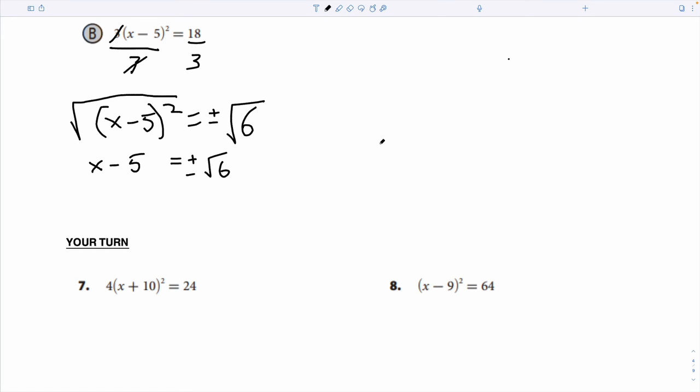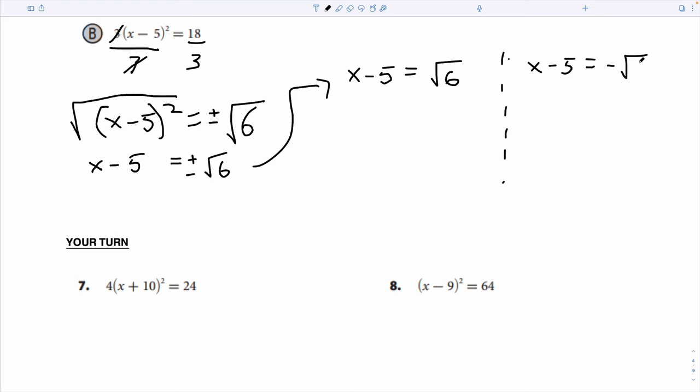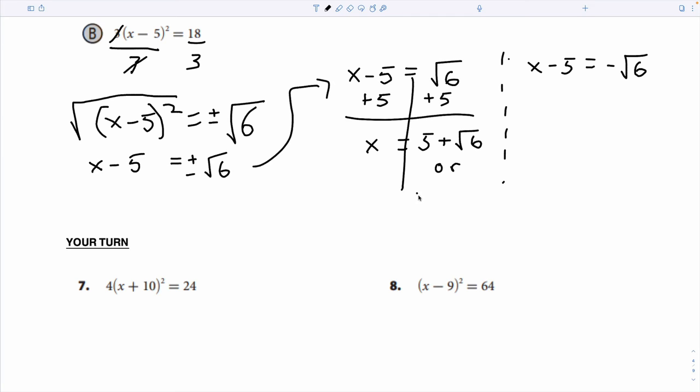Okay, this is another one that starts to look kind of funky. Let's put x minus 5 equals positive root 6 up here. And then x minus 5 equals negative root 6. Since I cannot simplify the 6, the only simplified way I can write this is to move the 5. X is now by itself. And you get 5 plus root 6, or root 6 plus 5. That is as simple as I can make it.